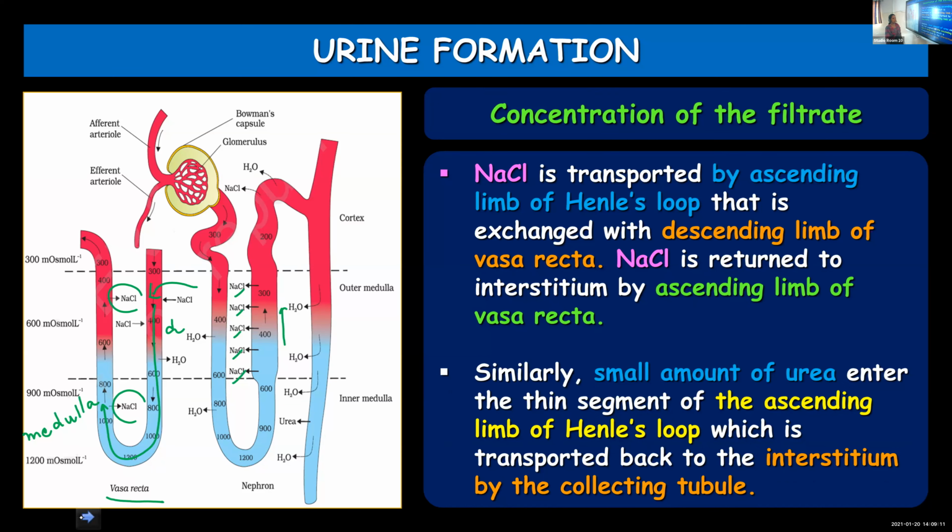Similarly, a small amount of urea enters the thin segment of the ascending limb of the loop of Henle. So you know why urea is being reabsorbed. We already discussed. That is also meant for maintaining the osmolarity, to maintain the osmotic concentration.